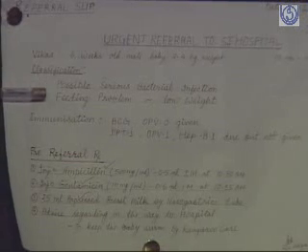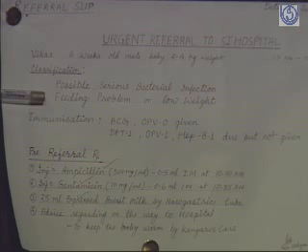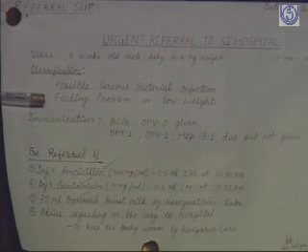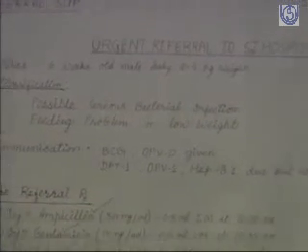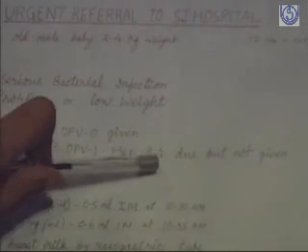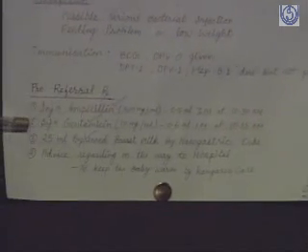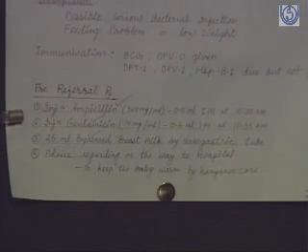Then I will write the classification. For this child it is possible serious bacterial infection and feeding problem or low weight. Then I will write the immunization status of the child. In this case, BCG and OPV are given. DPT1, OPV1, hepatitis B1 are due but not given. And then the pre-referral treatment which has been administered at our site. That I will write.